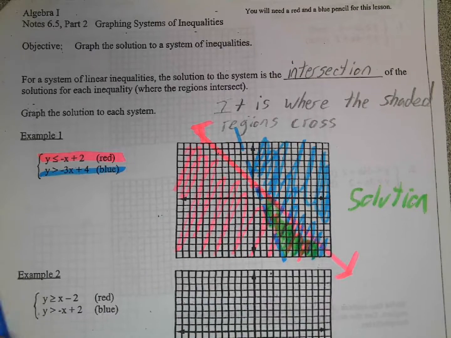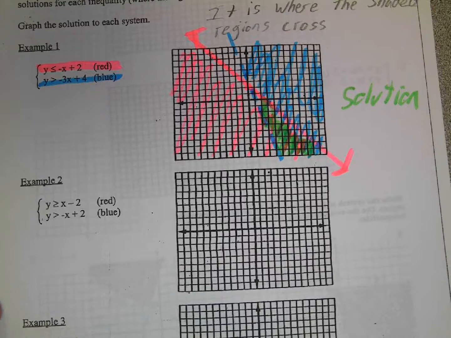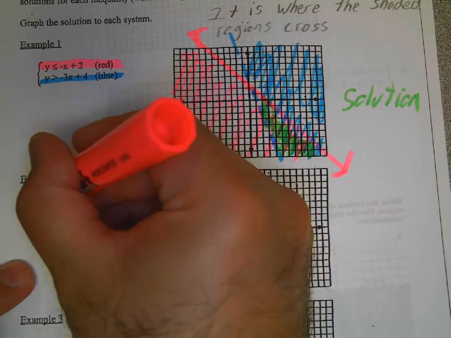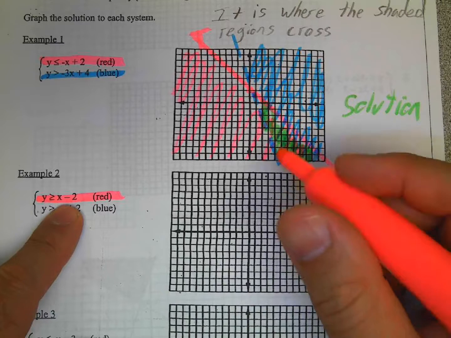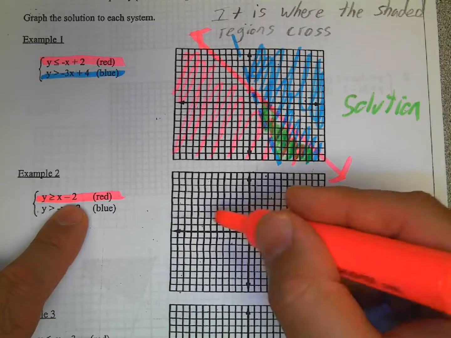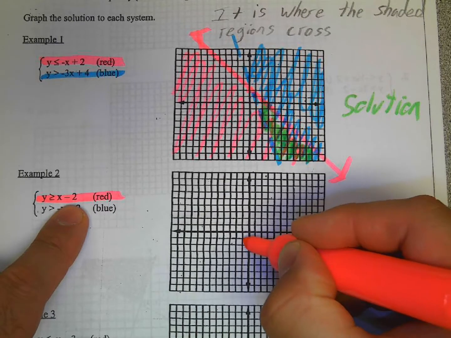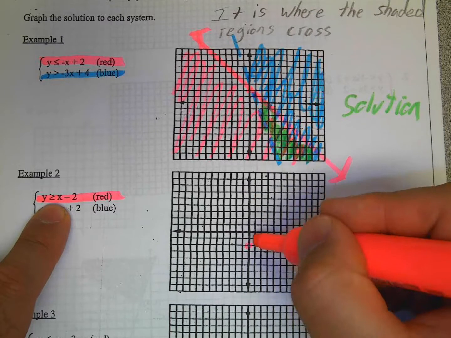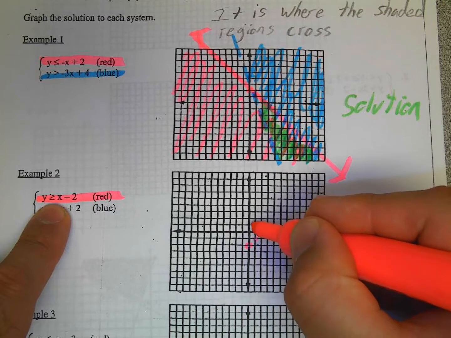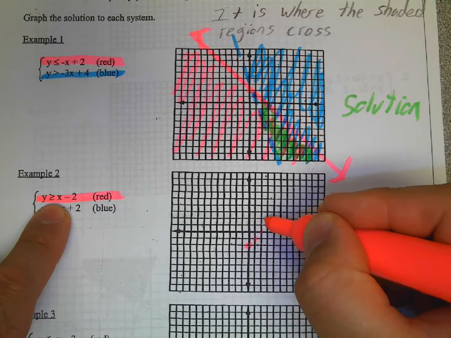Let's try another example. Example 2. So I got my red. We're going to go ahead and graph that. Starting with your y-intercept, -2, starting with the -2. And then looking at the slope, if there's nothing in front of x, it's a 1. So I'm going up 1 over 1, up 1 over 1, up 1 over 1.